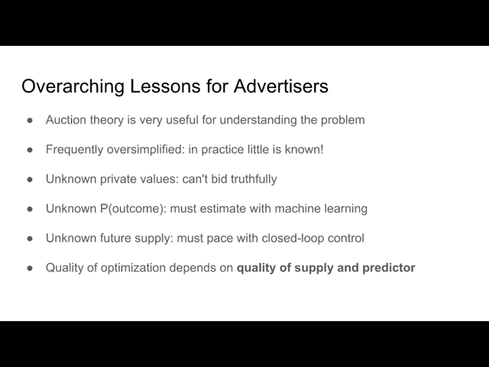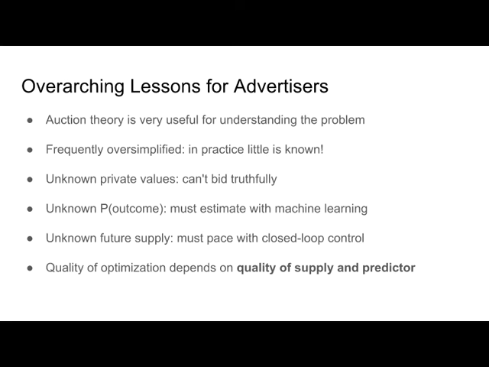The auction theory is frequently oversimplified, right? It's like, oh, assume you know V, assume you know the CTR, assume you know this. Well, in practice, you don't know much, right? You just have some server calling you saying, you have 250 milliseconds to tell me something. So first of all, unknown private values. If you don't know how much something is worth to the person you're bidding for, you can't bid truthfully. So that part of the theory is out the window.